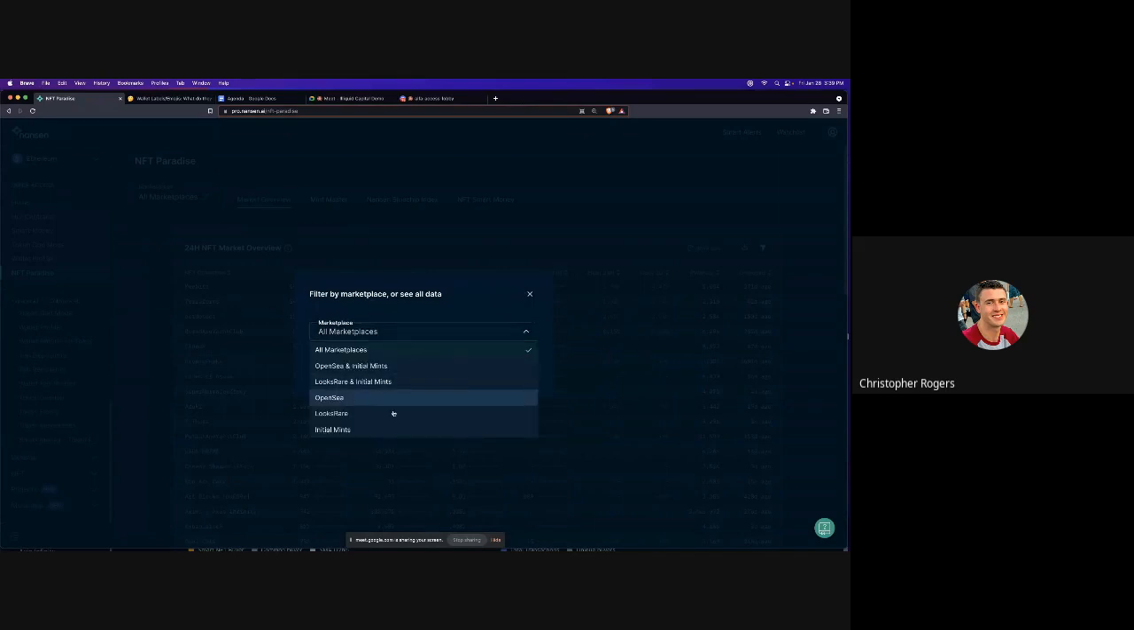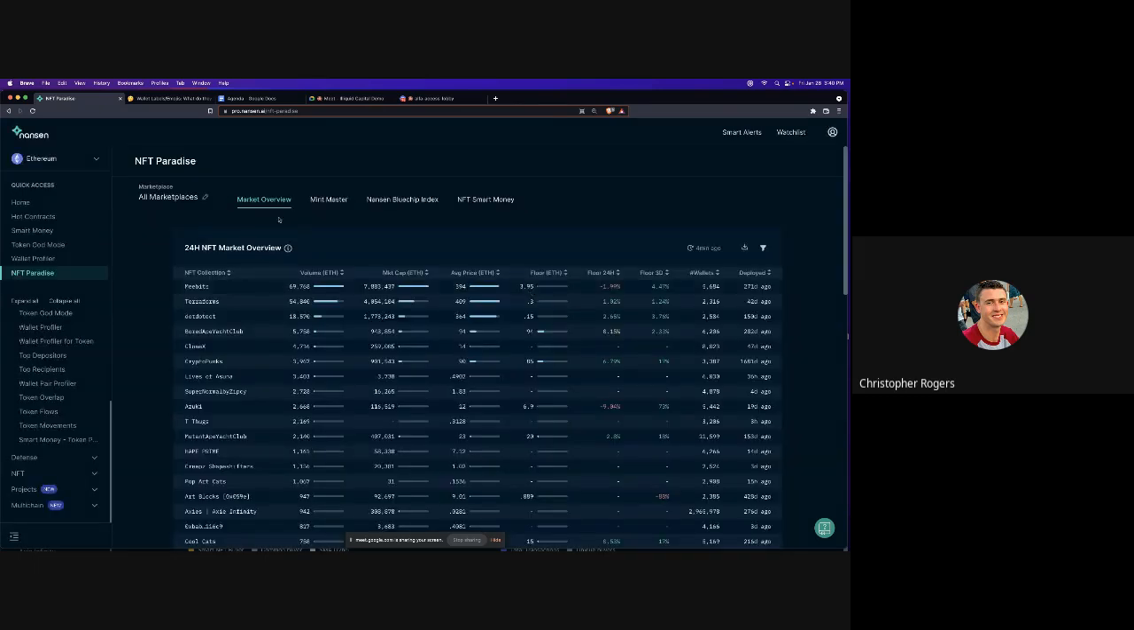But if I click this drop-down menu, we can segment these marketplaces to get a little bit more clarity of the data in relation to whichever marketplace you're looking at. The reason why this is important is because different marketplaces are now incentivizing traders to trade in order to receive rewards. I know LooksRare is doing this. So I find that some of the data could be skewed by the artificial increase in volume on particular projects.